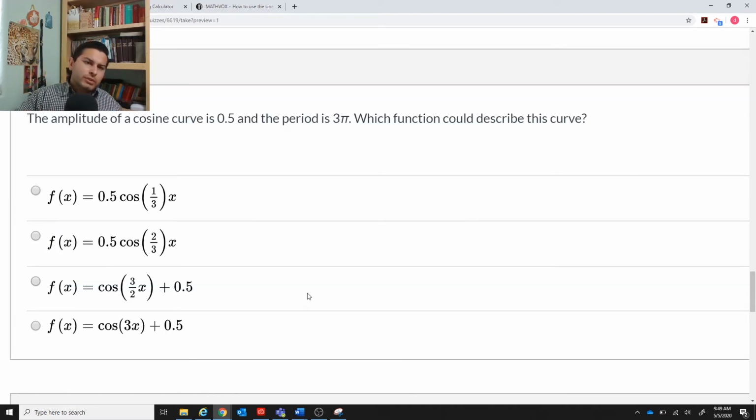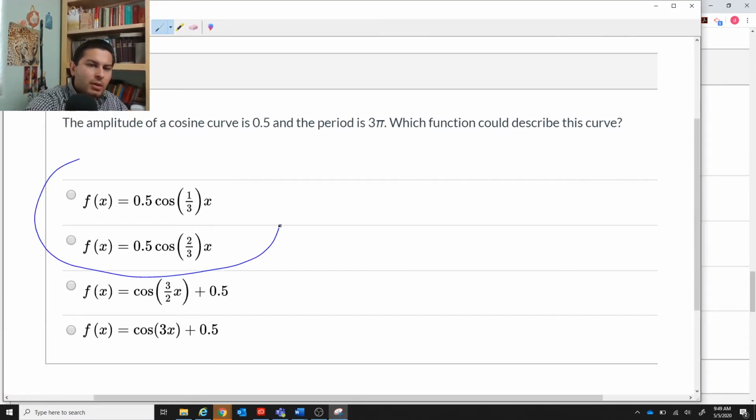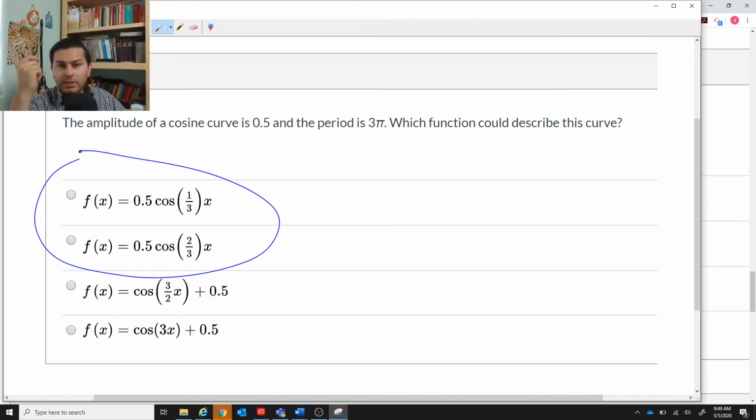Question number 13. The amplitude of a cosine curve is 0.5 and the period is 3 pi. Which function could describe this curve? Now, if the amplitude is 0.5, that means that this breaks it down to only 2 options here. Our 2 options are only going to be the top 2. The reason being is our amplitude is our a value, and the only ones with a values of 0.5 is the top 2. So now we need to know, is our b value 1/3 or 2/3?